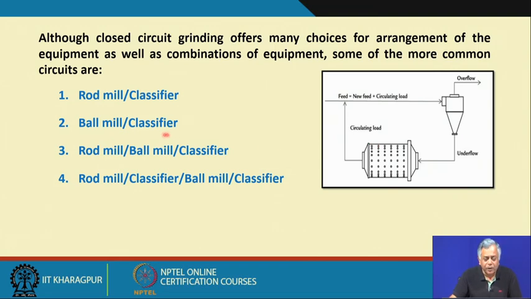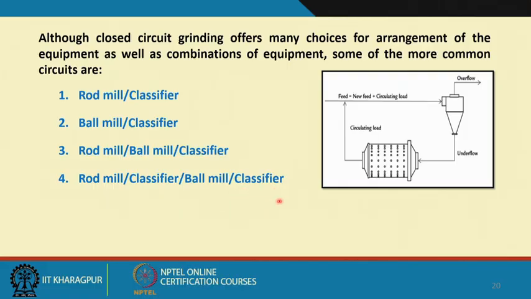So, it could be a ball mill classifier circuit, it can be a rod mill ball mill classifier circuit, or it can be a rod mill classifier circuit, where you have a first coarser grind and then you check it. You can have a classifier, then a ball mill, and then another classifier. That means you are controlling the sizes of the particles at each stage.